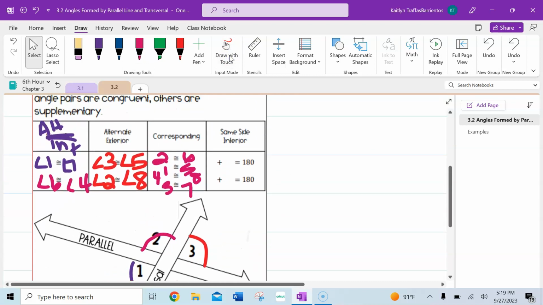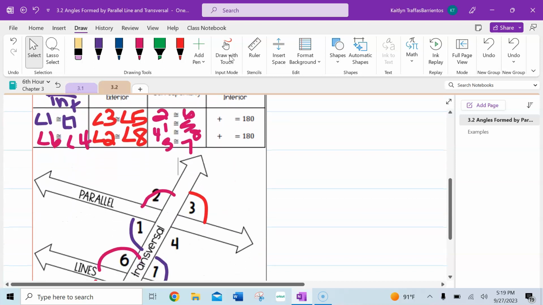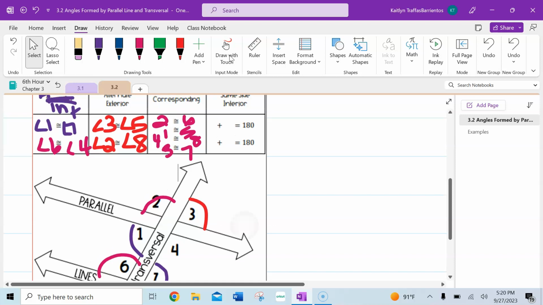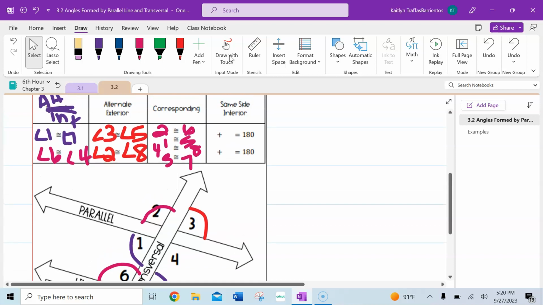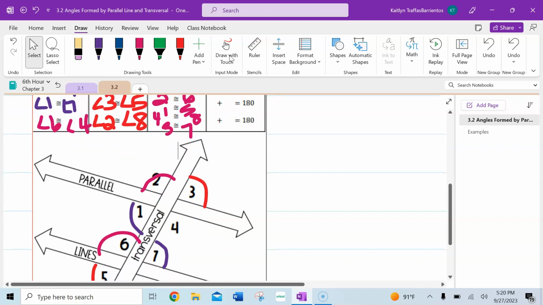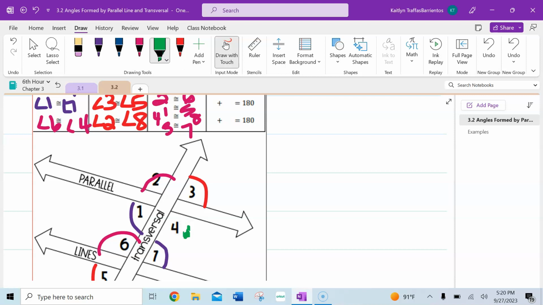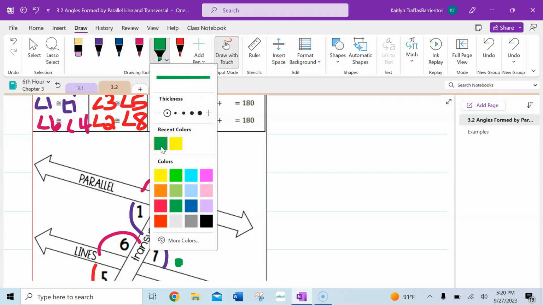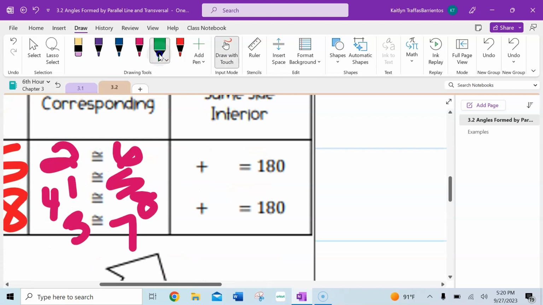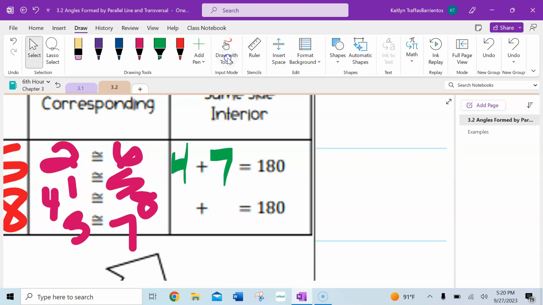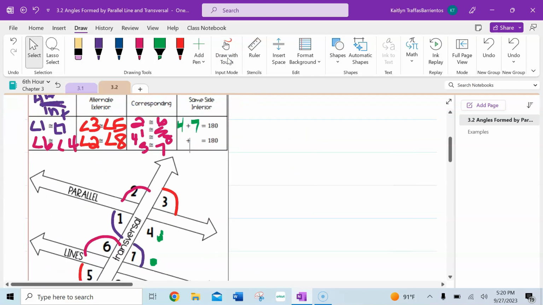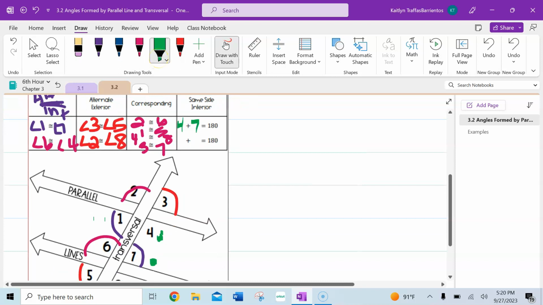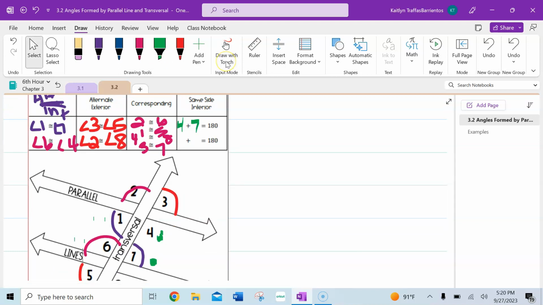Okay, now the last angle relationship that we have is same side interior angles. Same side interior angles are not congruent, but they are supplementary. So I'm not going to use that arc, because that arc means congruent. Instead, I'm going to use just a little dot. I'm going to show a dot here at 4 and a dot here at 7. What that means is that angle 4 and angle 7 are supplementary. So if I take angle 4 plus angle 7 and add them together, it should give me 180. I could do the same thing here with angle 1 and angle 6. Maybe I show 2 dots there.